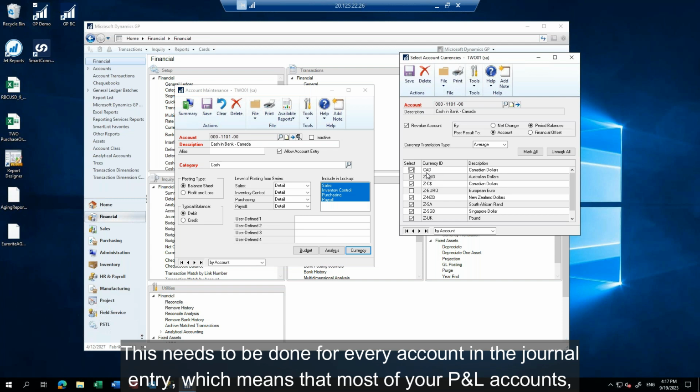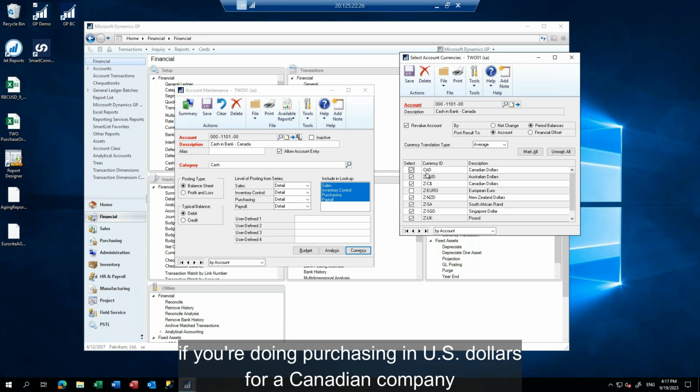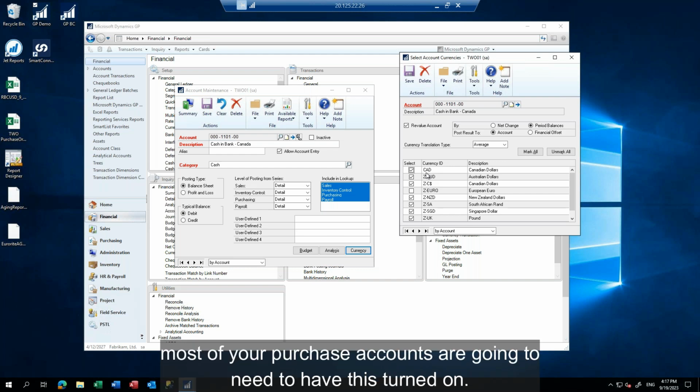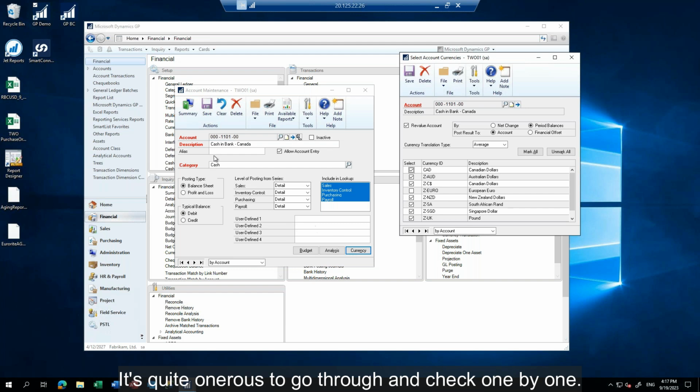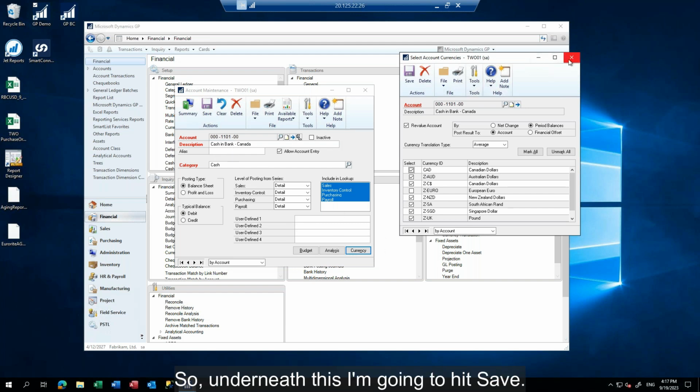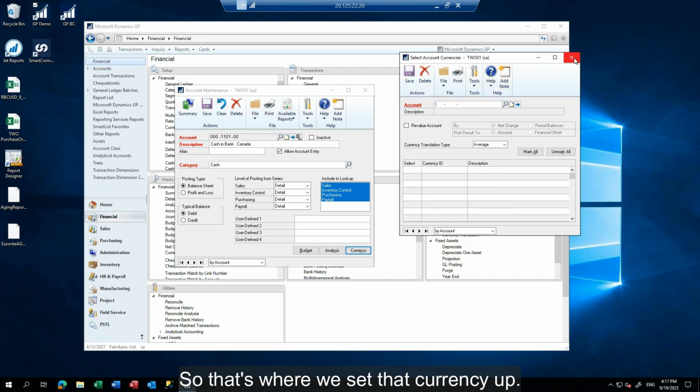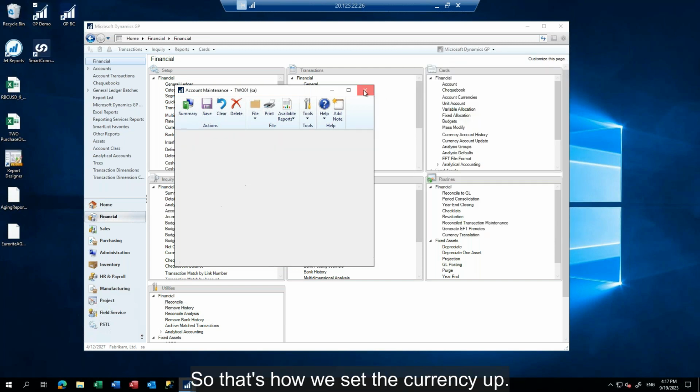This needs to be done for every account in the journal entry, which means that most of your P&L accounts, if you're doing purchasing in US dollars for a Canadian company or Canadian dollars for a US company, most of your purchase accounts are going to need to have this turned on. It's quite onerous to go through and check one by one. So underneath this, I'm going to hit save. So that's how we set the currency up.